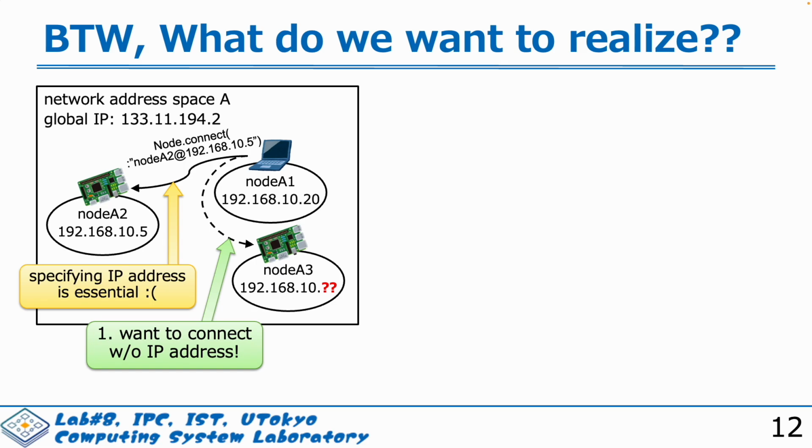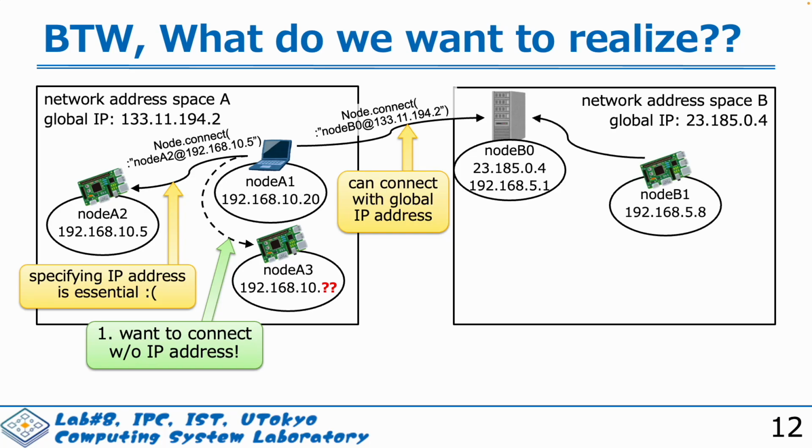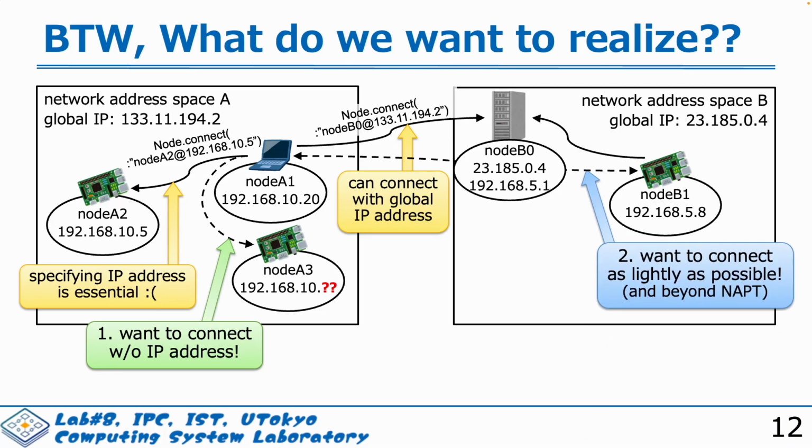Actually, our RCLEX can resolve this situation. However, in the next case, we consider connecting a node on a computer in another network. If the computer has a global IP address such as a server, Node Connect works fine to connect them. Also, Node B1 can connect with Node B0 because they are in the same network. However, do you think Node A1 and Node B1 could connect as nodes? The answer is no. We could not connect them because RCLEX and DDS have a limitation about NAPT.